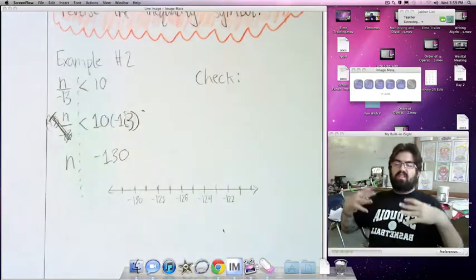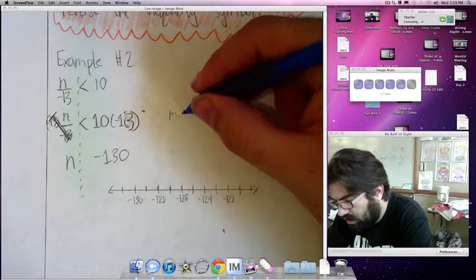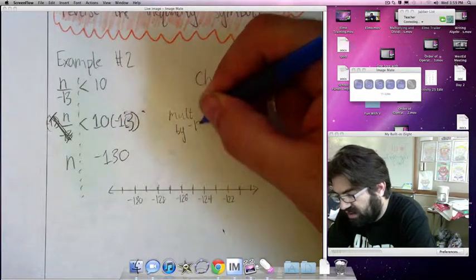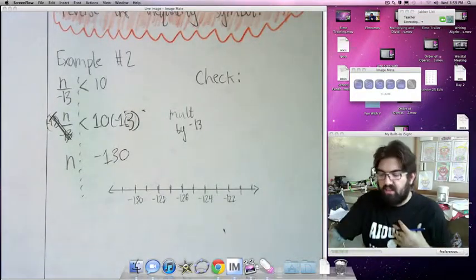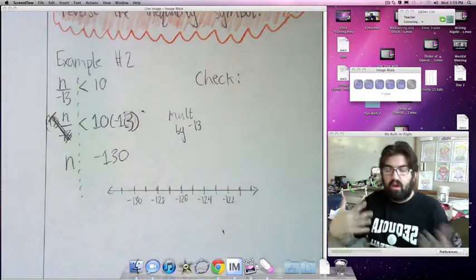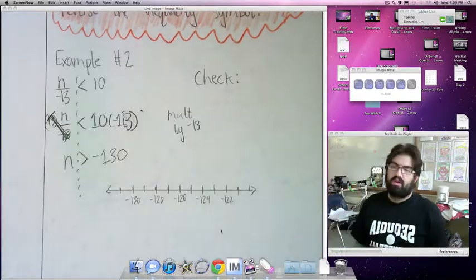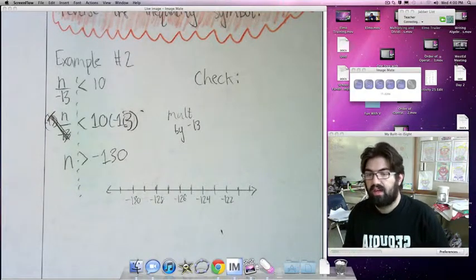And now, what did we just do? We multiplied by negative 13. We did that. So because of our rule up here, what we discovered on our first example, we got to change the inequality symbol to the opposite one. So now it's, n is greater than negative 130.